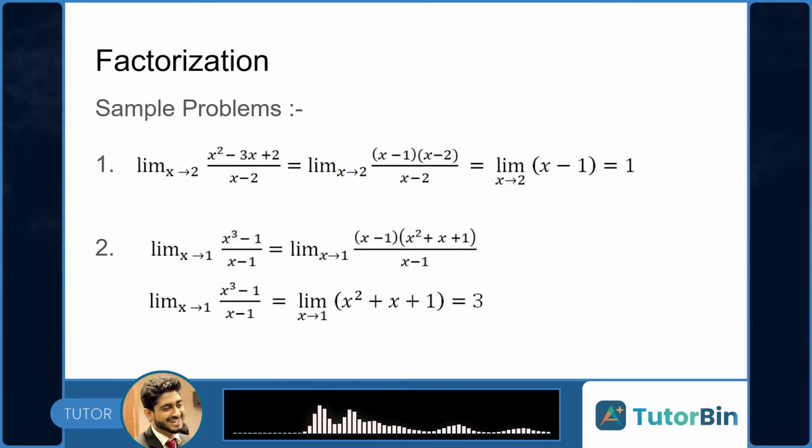Based on our second method, that is the factorization method, let's take an example. Limit x tends to 1, x square minus 3x plus 2 divided by x minus 2. So here what will we do?